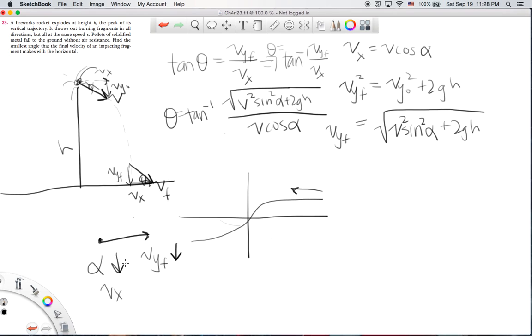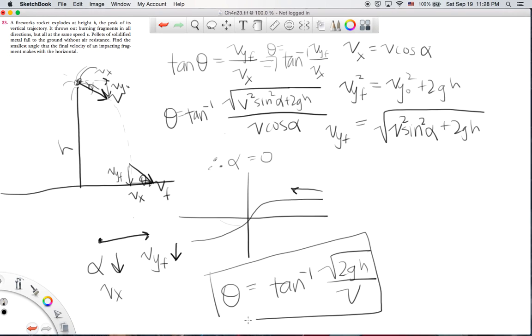So the smallest value that alpha could be would be 0. So alpha equals 0. And if we plug in 0 for alpha, then we get that theta equals the inverse tangent of square root 2gh over v, which is the final answer.